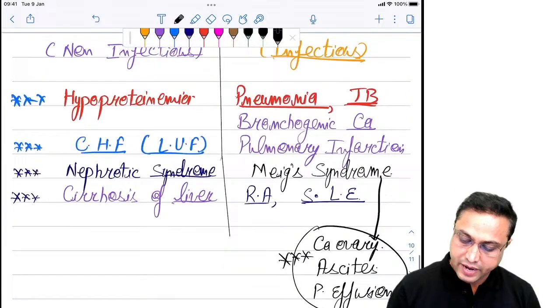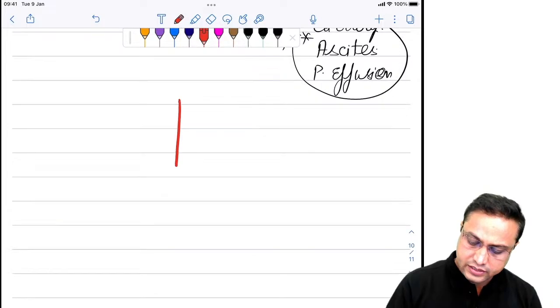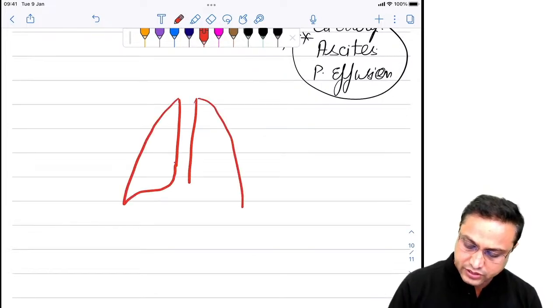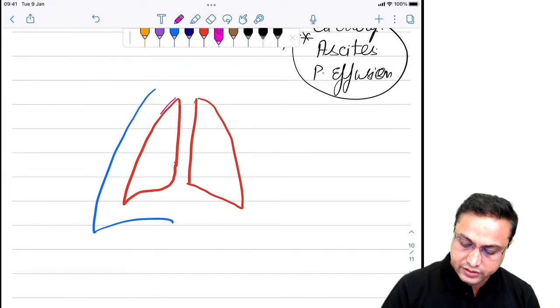Now let's go back to this picture. Okay, I will draw another picture. Understand the concept over here. I'm going to talk about the clinical features. Before I proceed into the clinical features, let me re-explain the picture. So this was the chest wall, right? And we do have the visceral pleura, and we do have the parietal pleura. Among these, there was an abnormal accumulation of fluid.